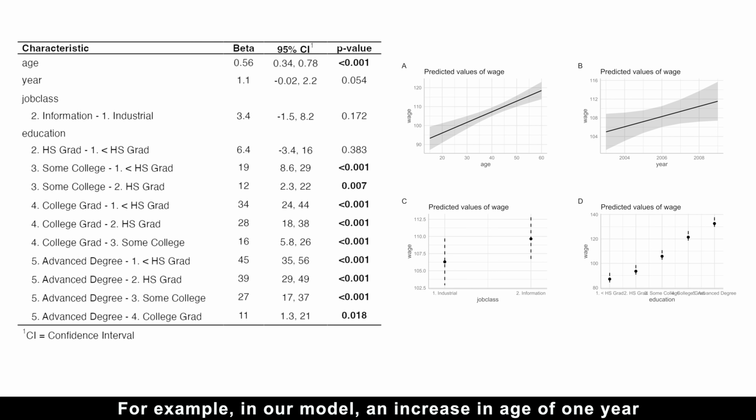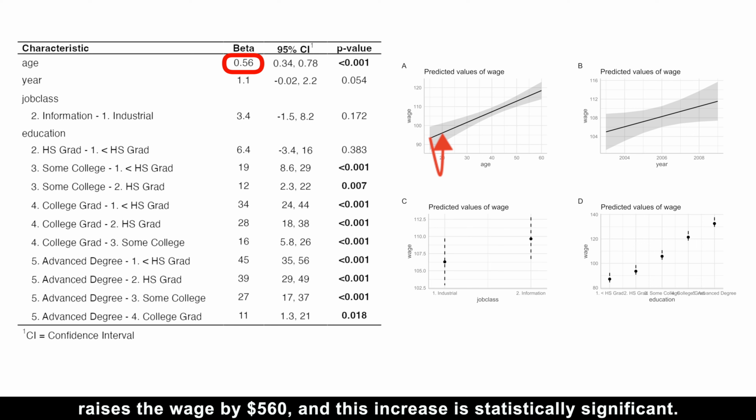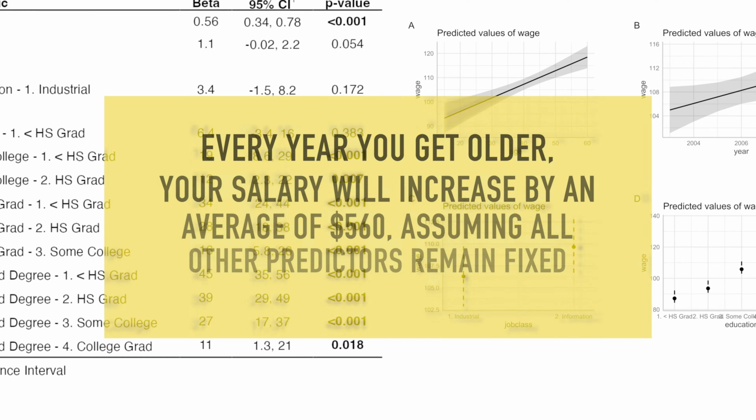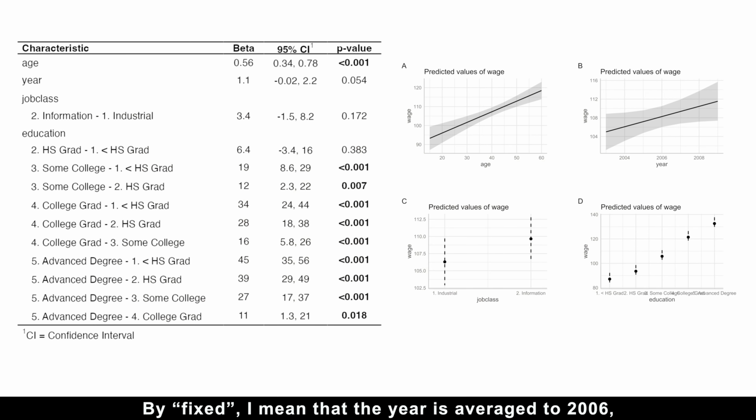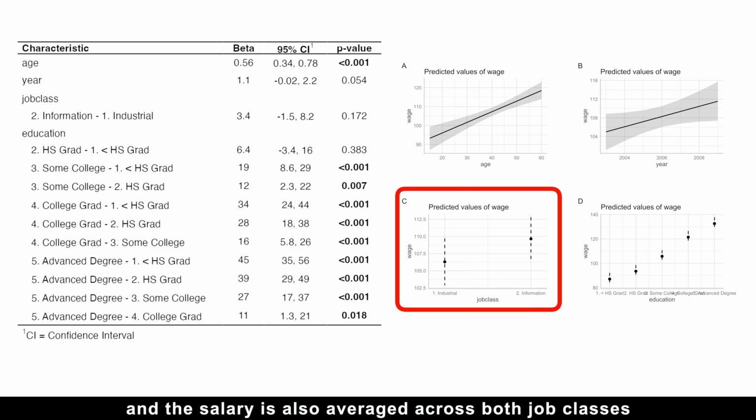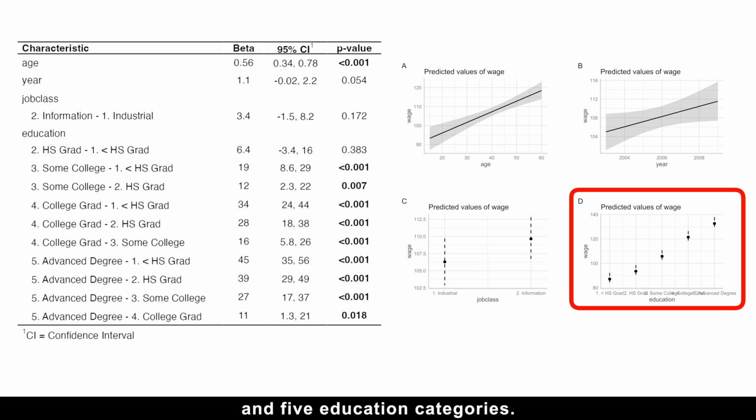For example, in our model, an increase in age of 1 year raises the wage by $560, and this increase is statistically significant. To put it differently, every year you get older, your salary will increase by an average of $560, assuming all other predictors remain fixed. And by fixed, I mean that the year is averaged to 2006 and the salary is also averaged across both job classes and 5 education categories.